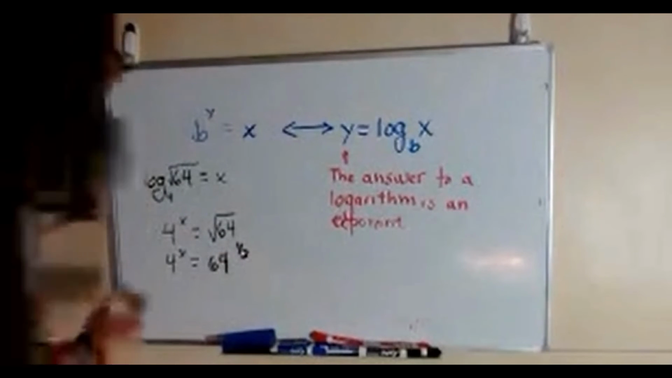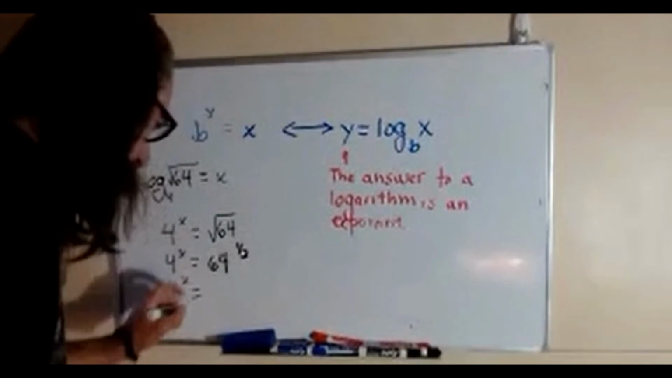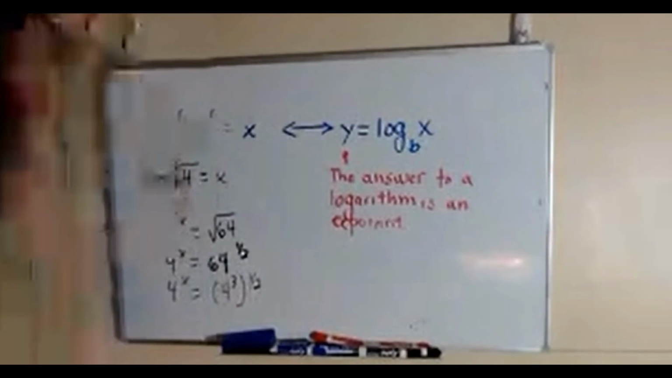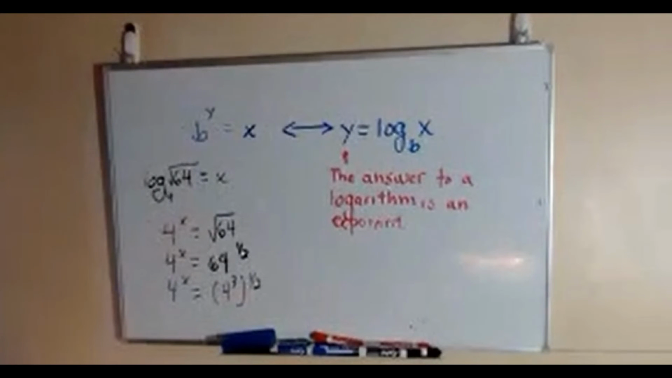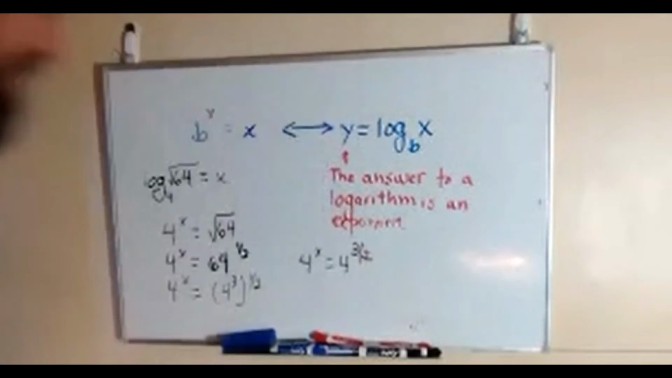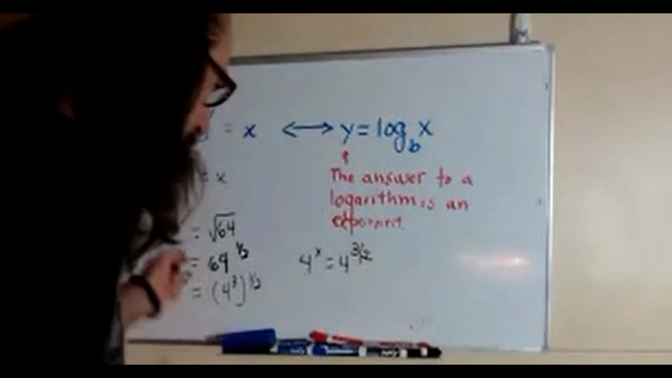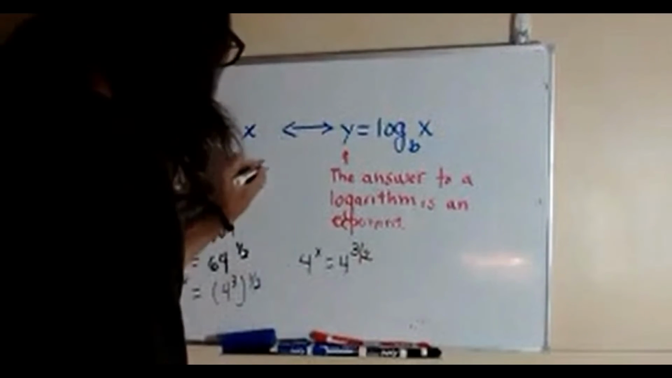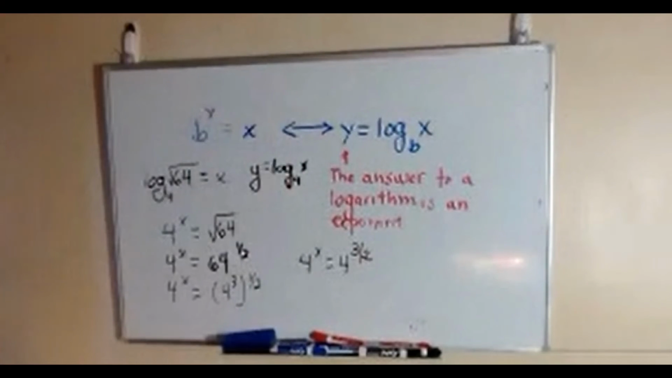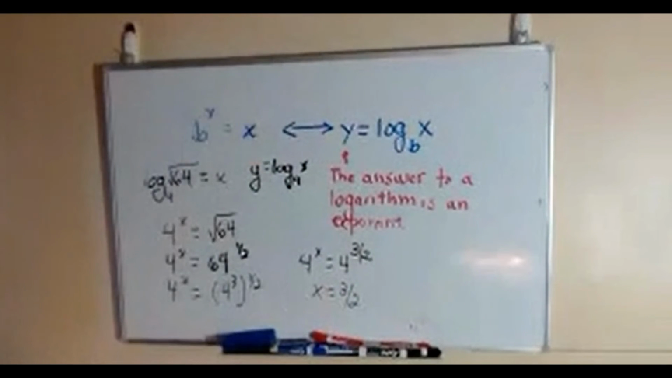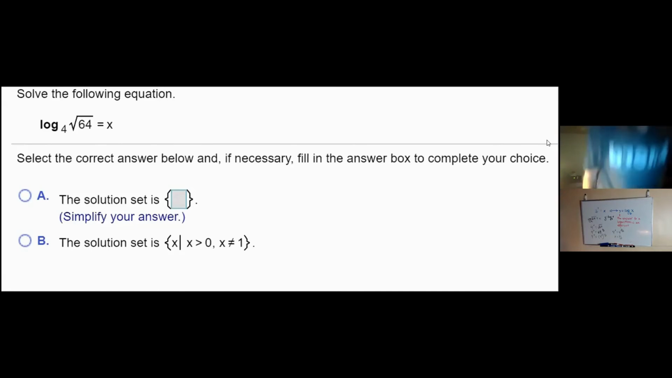64 itself is a power of 4. 4 squared is 16, and 4 cubed is 64. Those exponents right next to each other, we multiply them. 4 to the x equals 4 to the 3/2. Because of the one-to-oneness, if the output is the same for y equals log of x base 4, then the inputs have to be the same. And we set the exponents equal. X equals 3/2. And that's already in a simplified form.